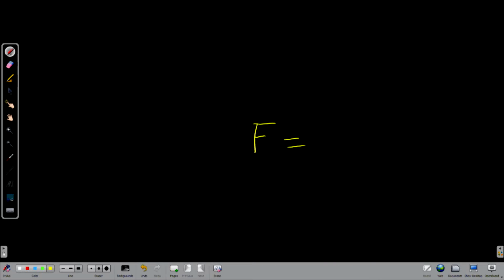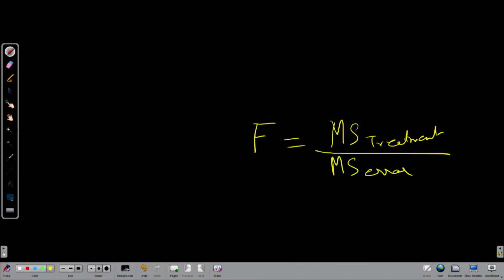If you remember correctly, F is MS treatment by MS error. This MS treatment was the difference of the treatment means from the grand mean, and MS error is for all the samples. Basically, we try to find out the variance within the sample. So, a quick recap: what was the formula for MS error? We call it MSE basically.